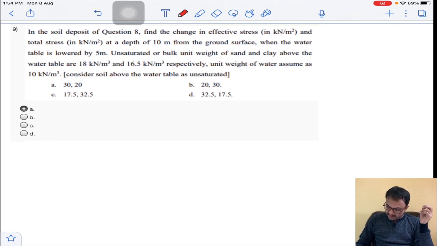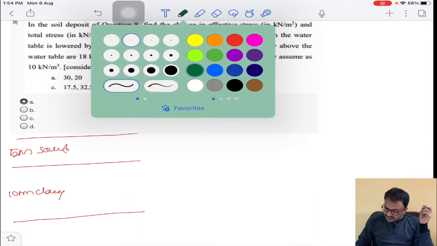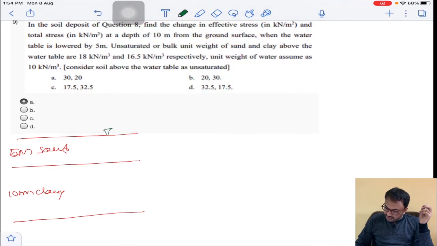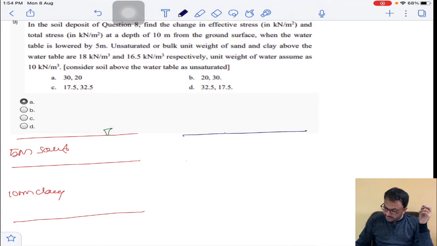So this is a 5 meters layer of sand, and this is a 10 meters layer of clay. Earlier the water table is somewhere in the ground. Now this water table has lowered to 5 meters, that is, this is the water table level.